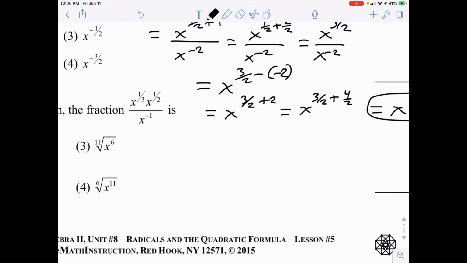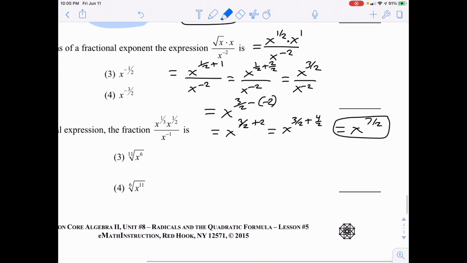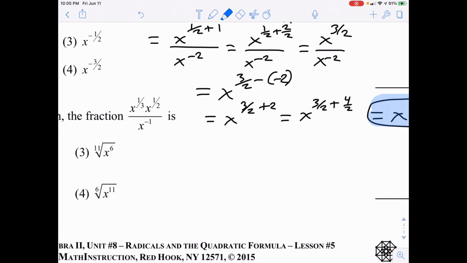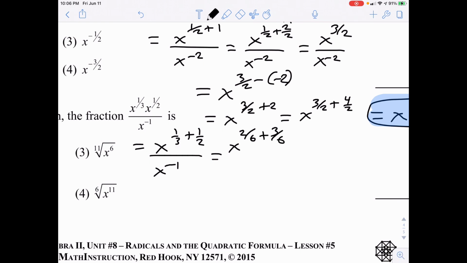Number 8, x to the 1/3 times x to the 1/2 divided by x to the negative 1. Start by adding the exponents because you're multiplying same base. This is x to the 1/3 plus 1/2 all over x to the negative 1. Well, 1/3 would be x to the 2/6 plus x to the 3/6, because we need a common denominator of 6, right? Over x to the negative 1, that's x to the 5/6 over x to the negative 1.